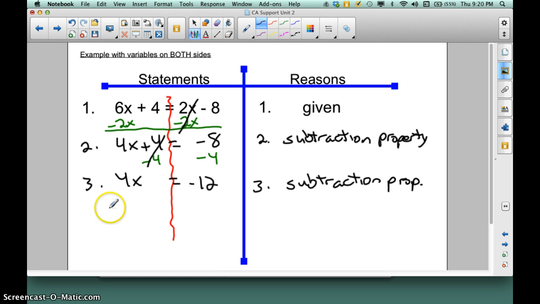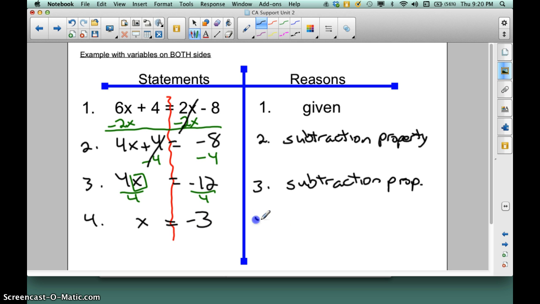We have a little delay going on there. All right, so to get to step 4, I have to look at step 3 and say, what do I need to do now? Remember to keep your eye on the ball. You want x by itself. So what's happening is it's being multiplied by 4. To get rid of that, you're going to divide by 4. What you do to one side, you do to the other. 4 over 4 is 1. It cancels, and I have x equals negative 3.